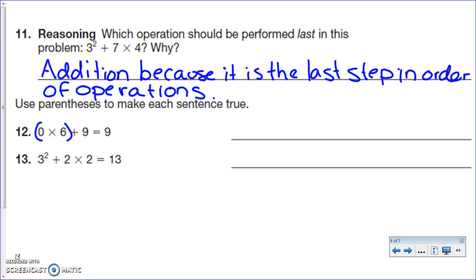For 13, we have 3 squared plus 2 times 2. So we are going to put the parentheses around the 2 times 2 so that we get the 4 there done first.